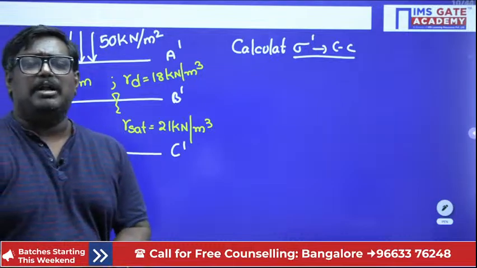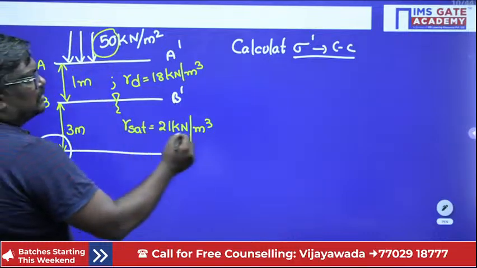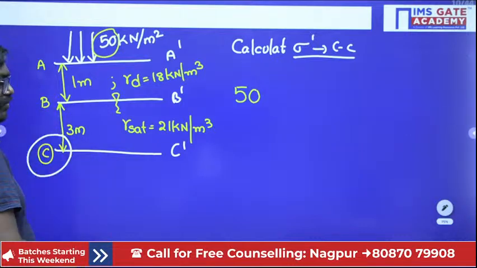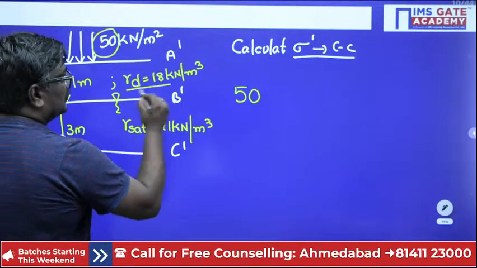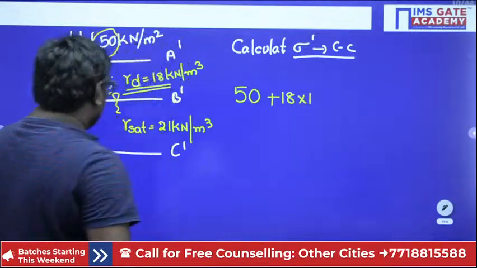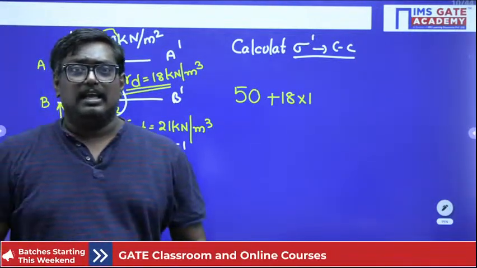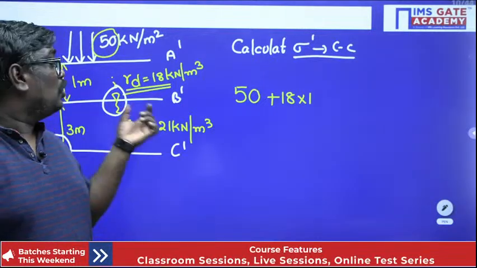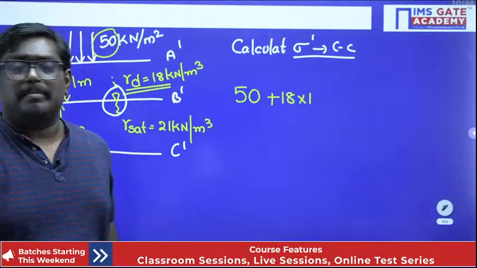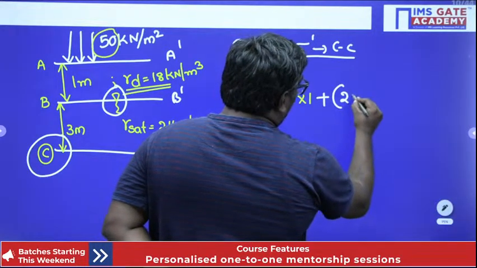Sir, see, I will tell you the simplest way. See students, there is a surcharge, so it will be constant throughout. So it will be 50 at A, at B also 50, at C also 50. And what is the stress due to this? This will be equal to 18 into 1. And how do you calculate the stress? There is a water table here. I told you clearly, whenever there is a water table, to calculate the effective stress, gamma sat will be replaced by gamma dash. So here you can write it as 21 minus 10.